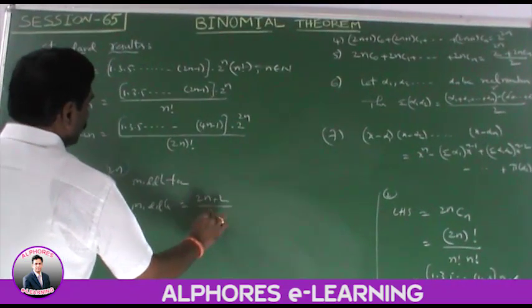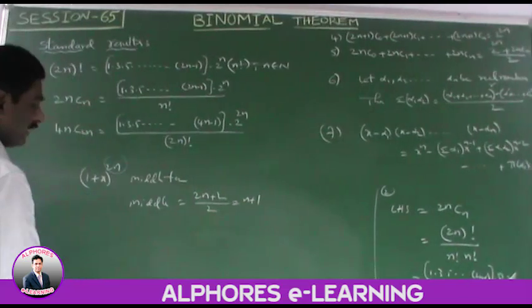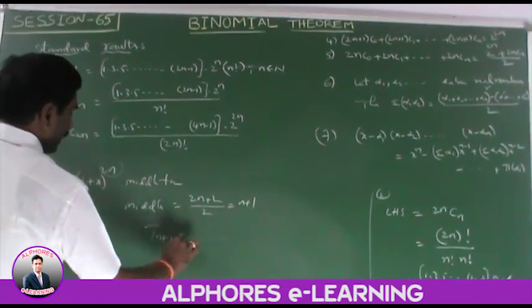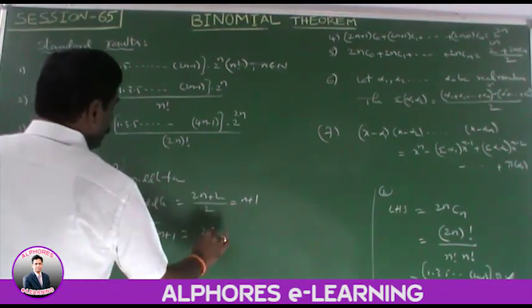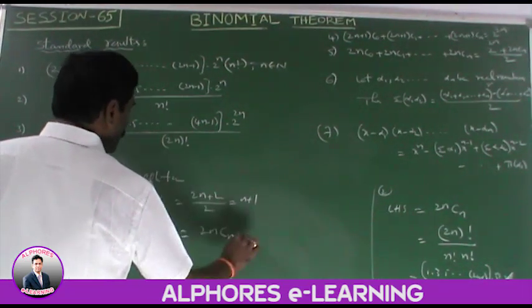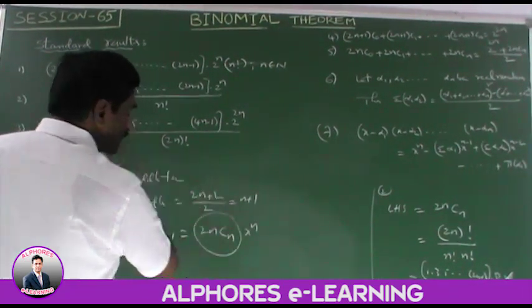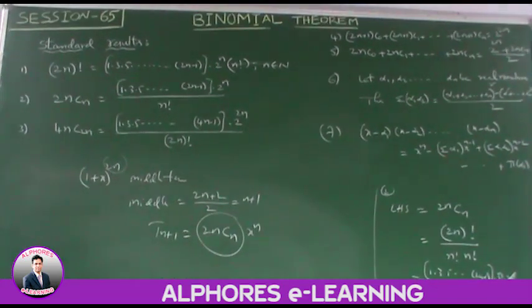2n plus 2 by 2 is equal to n plus 1. Now we find T(n+1). What is T(r+1)? nCr into x power n minus r into a power r. That means 2nCn into x power n. What is the coefficient of the middle term? 2nCn. The correct answer is 2nCn.